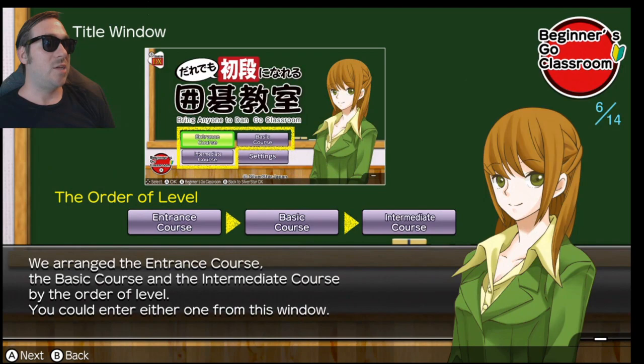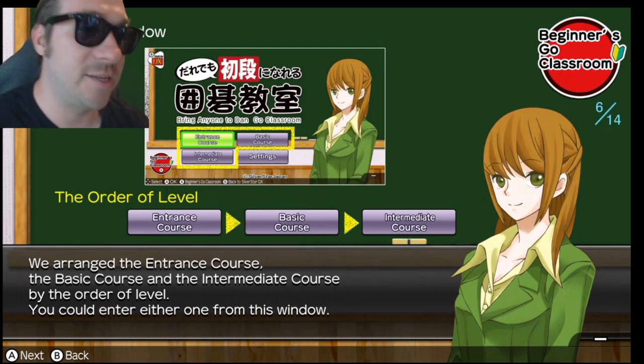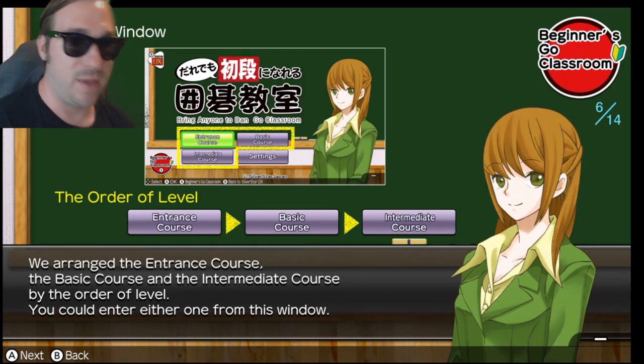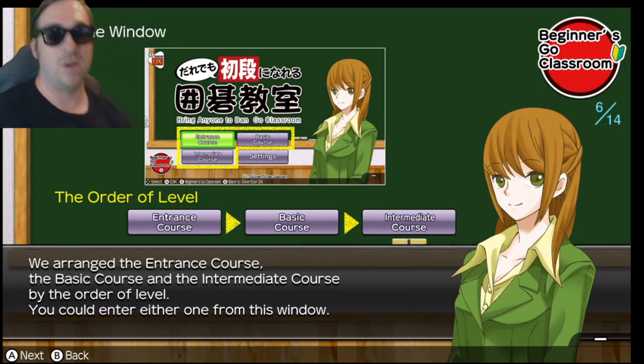Okay, we arrange the entrance and basic courses by the order of level. You could enter one from this window. Now, I'm wondering if this corresponds to student ranking, which views mastery levels, and because this is the context of Go in Japanese society, it has its own ranking system. Professionals, rookies. So I wonder if the intermediate course is like the P course, the professionals. Sorry, I'm rocking a lot.